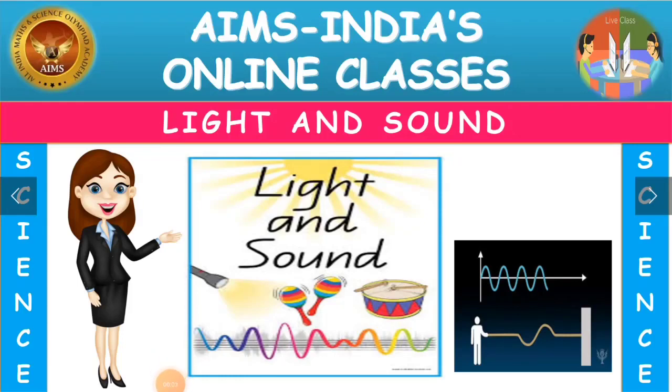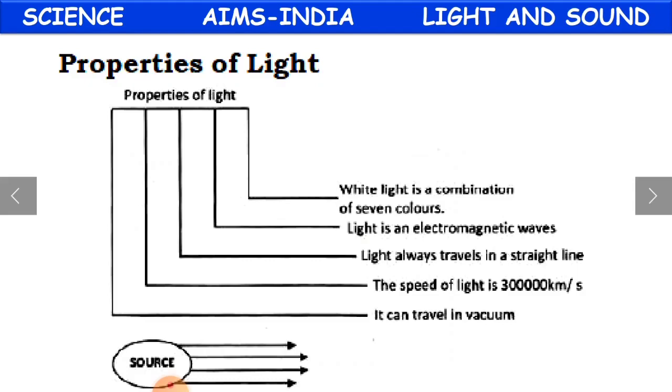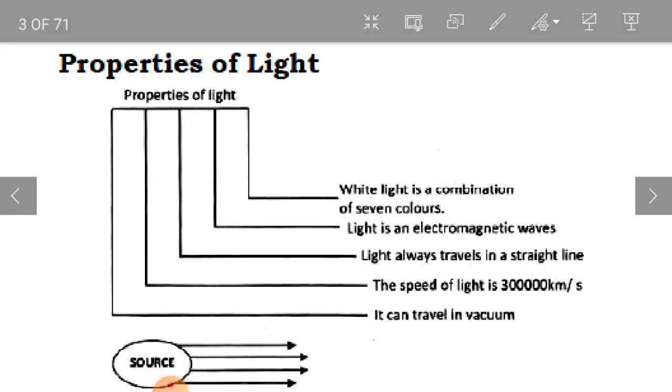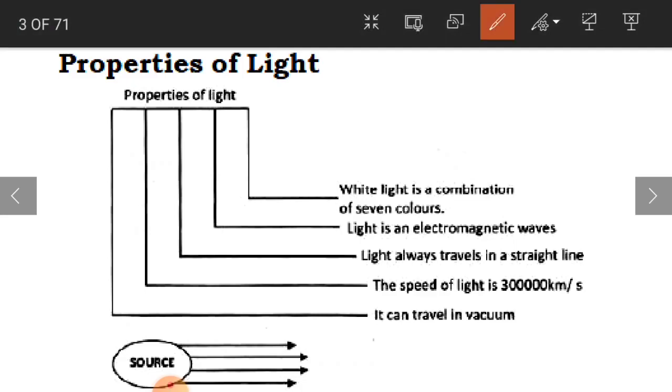Today from our science subject we are going to continue the topic light and sound. Okay children, in yesterday's class we have already discussed light, the wavelength and frequency, speed of light, reflection and refraction of light. And today we are going to continue, and here we'll discuss the properties of light.